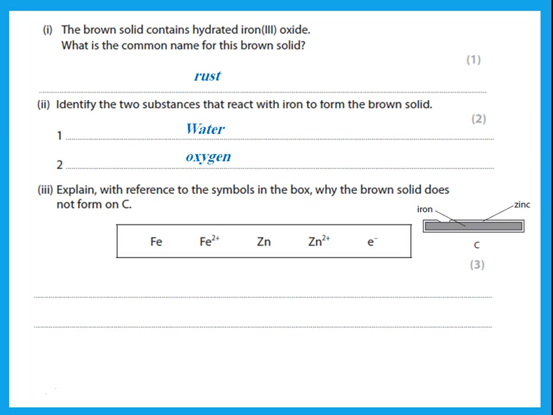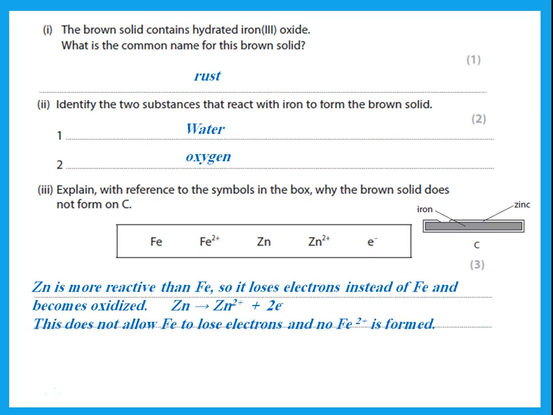So why is that happening? We said this is because zinc is more reactive than iron, so it loses electrons instead of iron and becomes oxidized. So this does not allow the iron to lose electrons. Remember that I need to use the things that are in the box. And no Fe2+ is formed. Remember we said when the iron rusts, it changes into Fe2+. So instead of the iron changing to Fe2+, it is the zinc that will react. So the zinc reacts, loses electrons, and becomes Zn2+ instead of the iron.